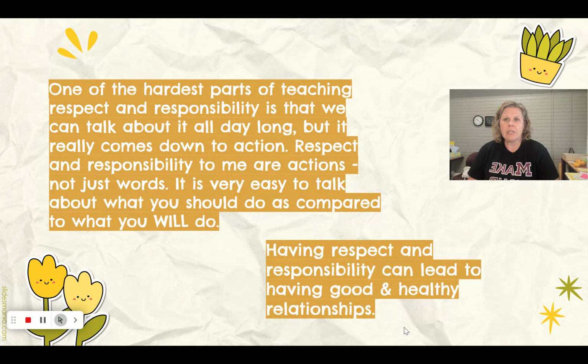So one of the hardest parts about teaching respect and responsibility is that we can talk about it all day, but it really comes down to action. Respect and responsibility to me are actions and not just words. It's very easy to talk about what you should do as compared to what you will do. And I think that goes for anybody at any age. That doesn't just have to do with high school students. We always talk about what we should do, but what actions are we going to take when we're actually put into the position of needing to be respectful and responsible? Having respect and responsibility can also lead to having good and healthy relationships.